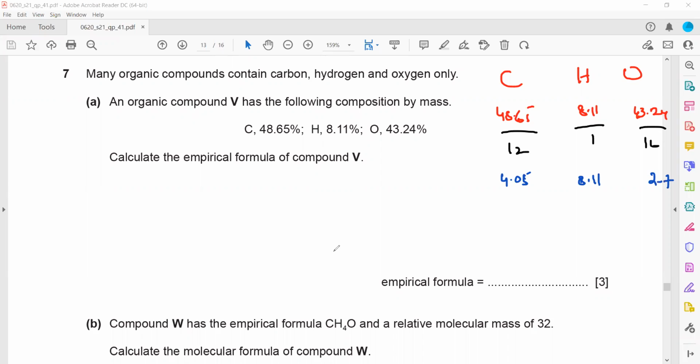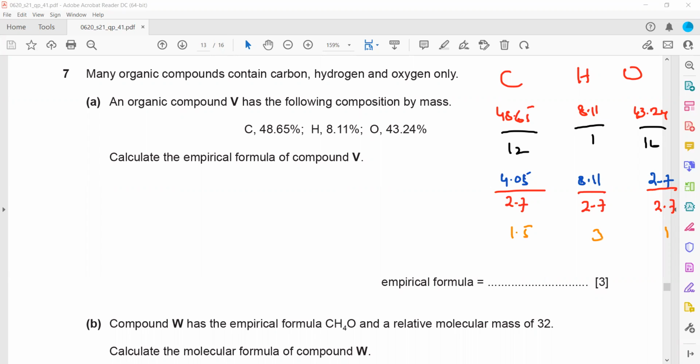Then the second step, we divide by the smallest value. So the smallest value here is 2.7. So we'll divide all of them by 2.7. So when we divide by 2.7, this will give us 1.5. This will be 3, and this is 1.